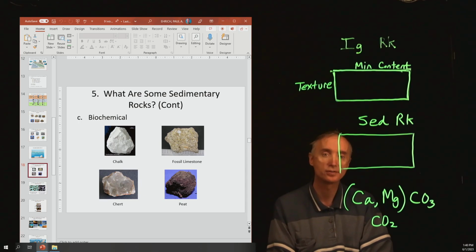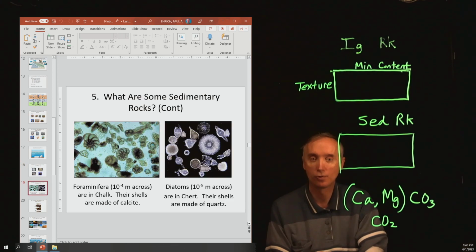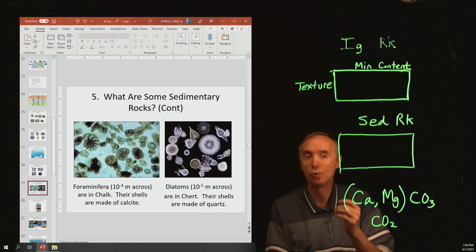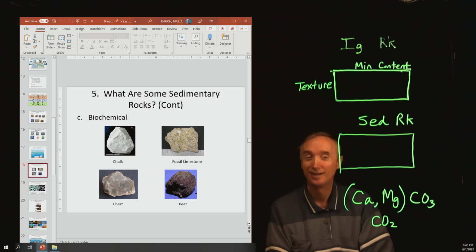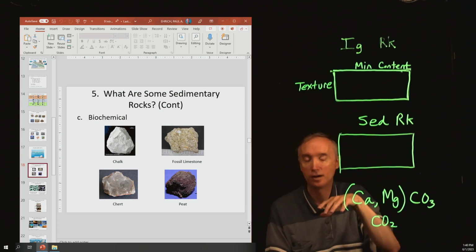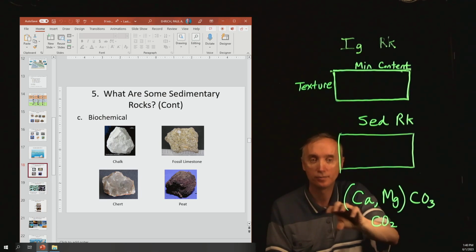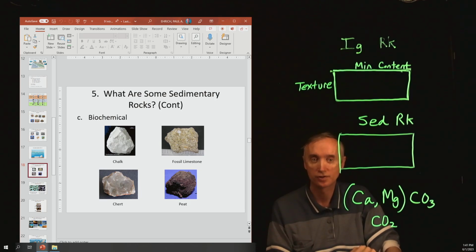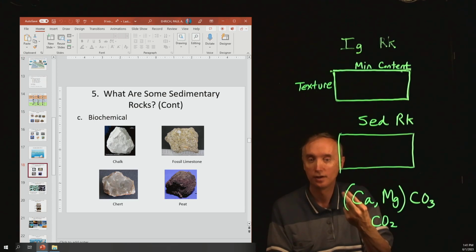Chert is made very similarly, by microscopic organisms that use quartz to make their shells, and then when they get glued together, they turn into chert. Now, there's another way of making chert though. You can also make chert when the quartz precipitates out of seawater, and it can make layers of chert. So there are two different ways of making limestone, and there are also two different ways of making chert.